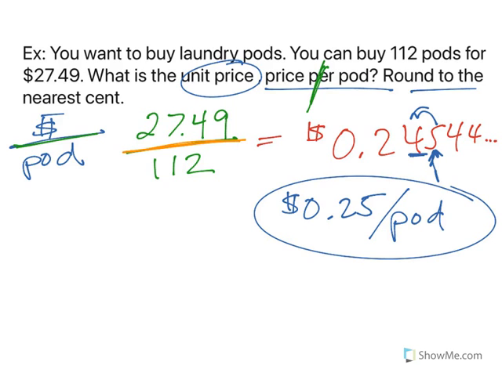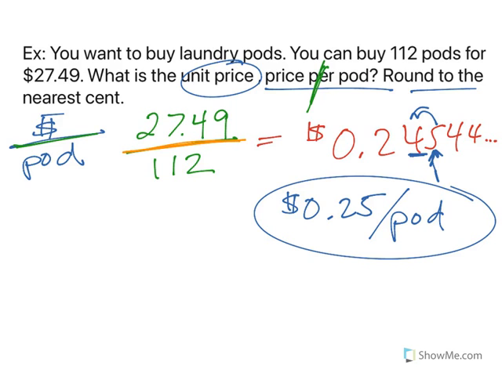So when we look at it like that, if you buy this, you spend $27 on the laundry pods, it's only really costing you 25 cents per load of laundry. And when you look at it like that, it's not so bad. It's just really hard to spend $27 all at one time.